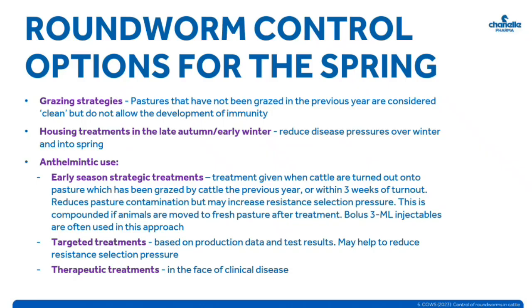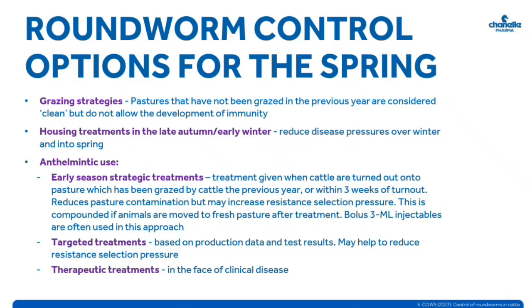Housing treatments in the late autumn, early winter can also reduce disease pressures over winter and into the spring period. And in terms of anthelmintic use, there are a number of different things to consider here. Many people will choose early season strategic treatments, and this is treatment given when cattle are turned out onto pasture which has been grazed by cattle the previous year or within 3 weeks of turnout. This reduces pasture contamination but may increase resistance selection pressure, and this is compounded if animals are moved to fresh pasture after treatment. Bolus and clear class injectable products are often used for this approach.